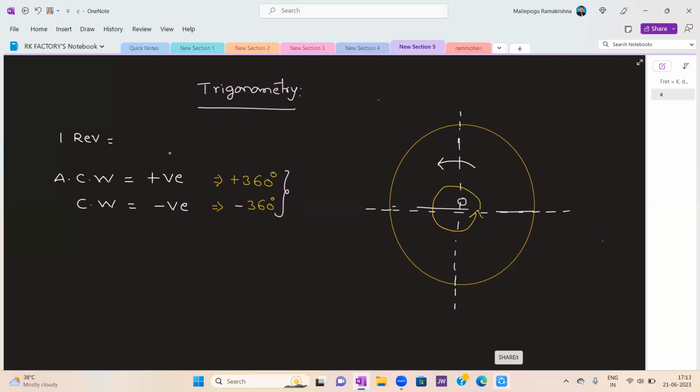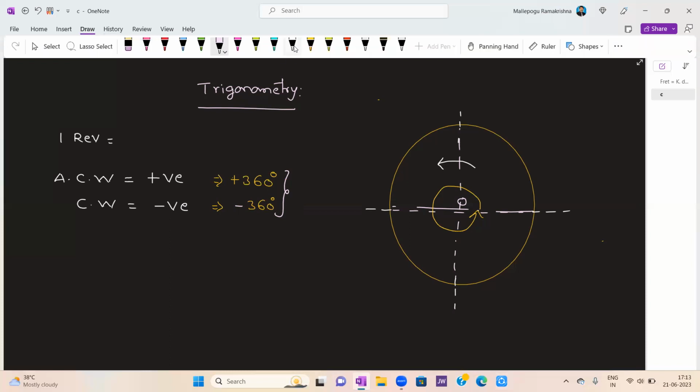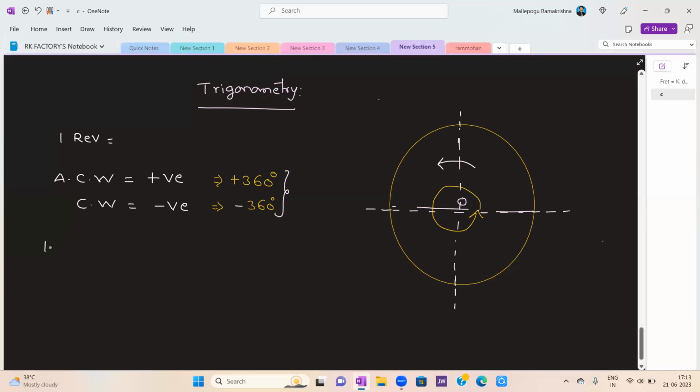To say that, we have four different systems to answer. What are those four different systems? Number one is based on 60. It is going to divide by 60. That's why it is the sexagesimal system. In this, what is the point? The angle is going to be divided by 60.